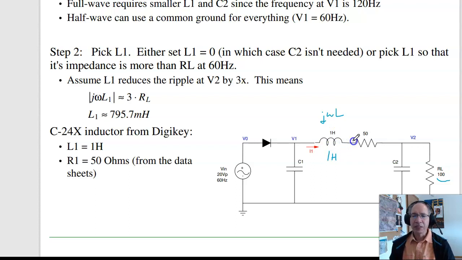And from the data sheets, the inductor has some resistance. It's 50 ohms. So that's how I modeled the internal resistance of the inductor. I don't like it, but you're kind of stuck with it.